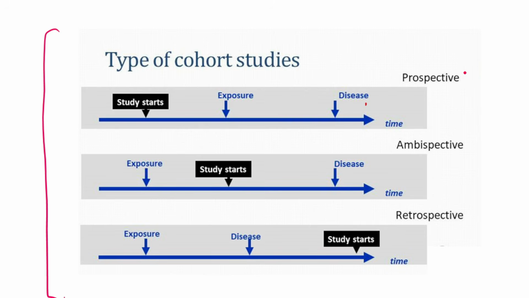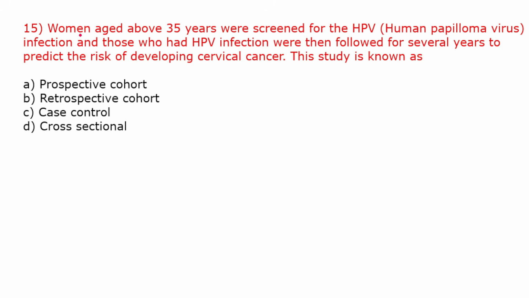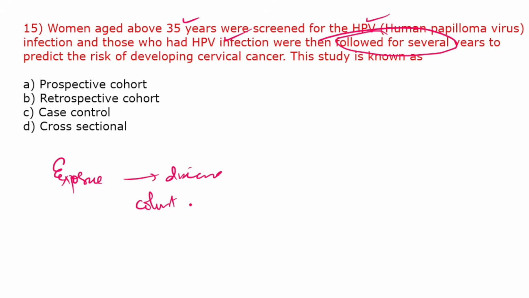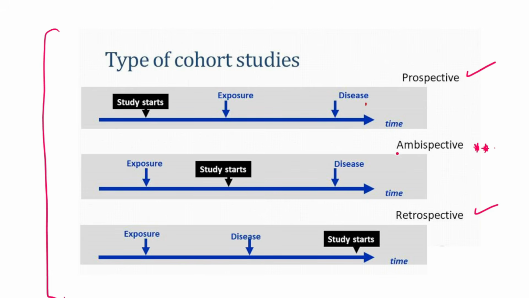Now see the information given in this chart pertaining to the types of cohort studies. There are three types of cohort studies. One is prospective cohort study, one is retrospective cohort study, and the hybrid type called the ambispective cohort study. This comes in the center. In our question, the women aged above 35 years were screened for HPV, and those who had HPV infection were followed for several years. As I told, it is going from exposure to the disease. Exposure to the disease comes in the cohort study. But what type of cohort study? It is prospective type of cohort study. See over here, it is a prospective type of cohort study. The study will start here, that is exposure, even before the disease, and then the disease follows later.